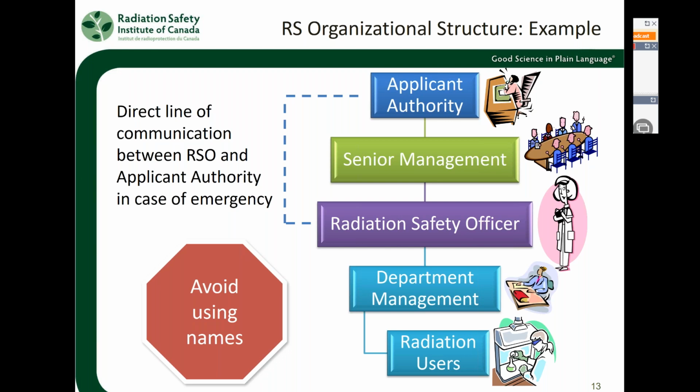Avoid putting individual names, especially for people in positions that might have quite a bit of turnover. So often the radiation users will not be listed by name in the Radiation Safety Manual, though you can have, and you do need to have, a separate document which lists their names that is kept on record and can be shown and shared with the CNSC if needed.